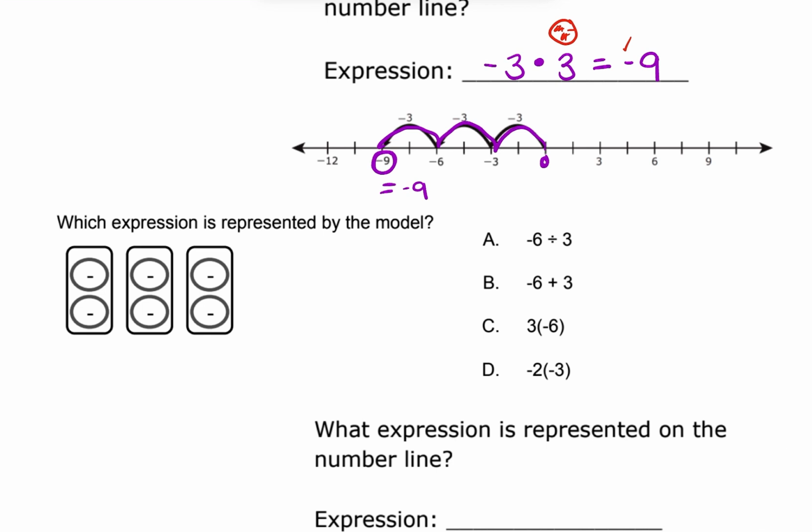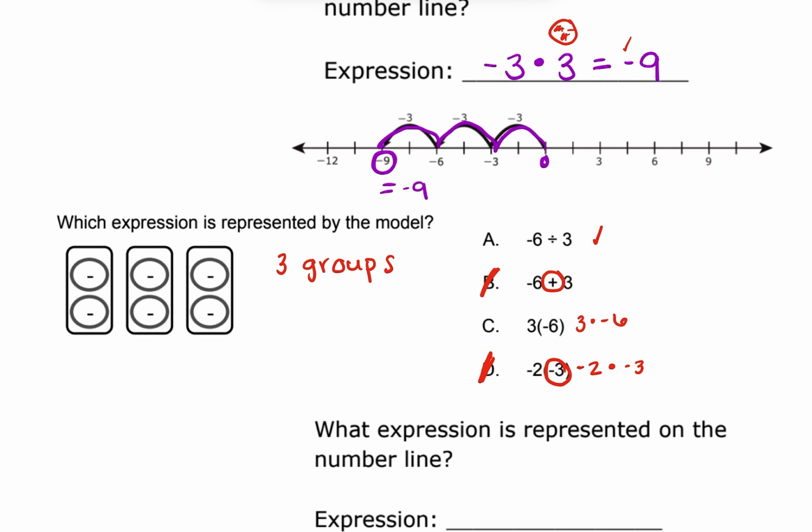All right, next one, which expression is represented by the model? So again, I have groups, so that means multiplying or dividing. So A is dividing, B is adding, so that is out. C, this is 3 times -6 because there's nothing there, so that is multiplying. And then again, this is -2 times -3 because there's nothing there either. So we can only get rid of B. So how many groups do we have? We have 1, 2, 3, so 3 groups. So I need a positive 3. So A is still good, C is still good, D has a -3, so it's out, okay?